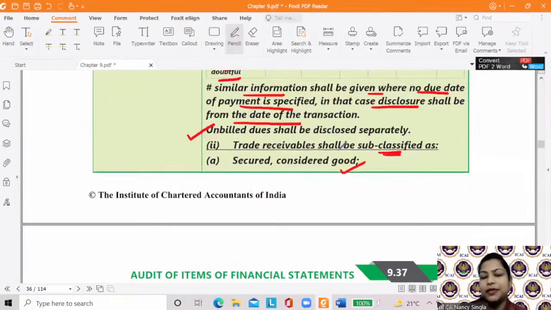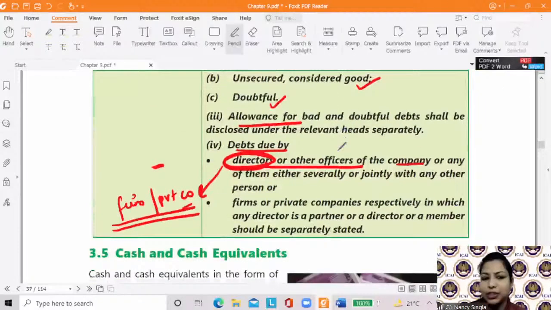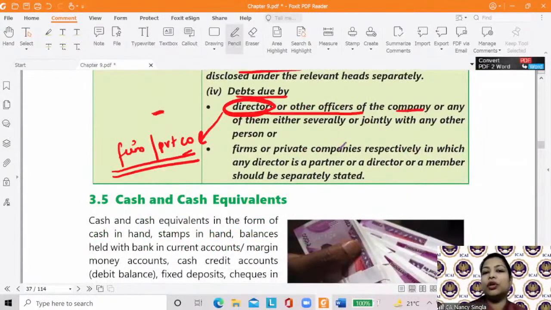Further, the trade receivable should be sub-classified as secured considered good, unsecured considered good, and doubtful. And with respect to all these, the allowance, the provision, and debt which is specifically due from a director or officer of the company, either severally or jointly by any of the person, or if any firm or private company in which this director is a partner, director, or a member, it should also be shown separately, ठीक है. So with this we have done our trade receivable का entire part including presentation and disclosure, ठीक है. So basically what we have done कि सारे assertions के लिए what all audit procedures auditor can perform, ठीक है.